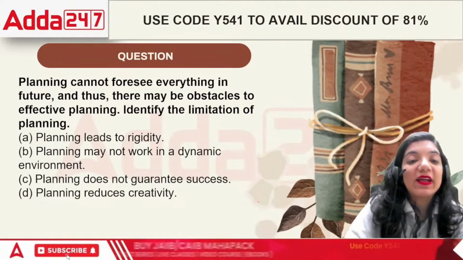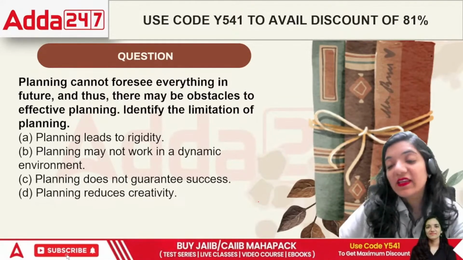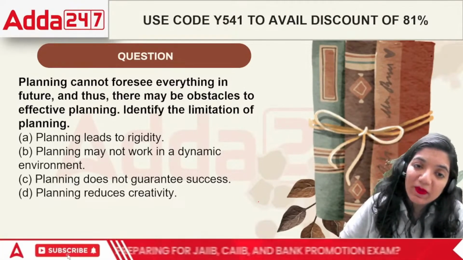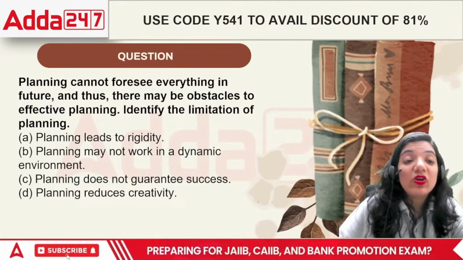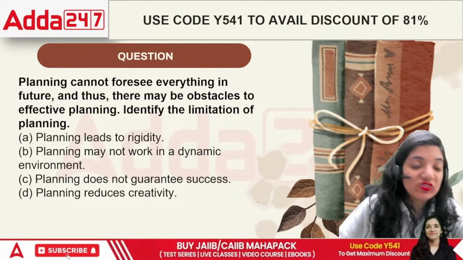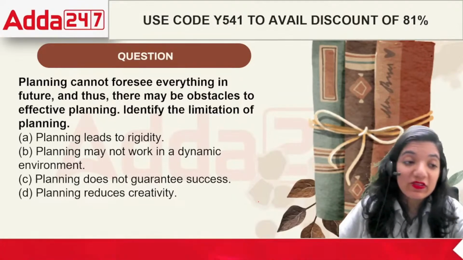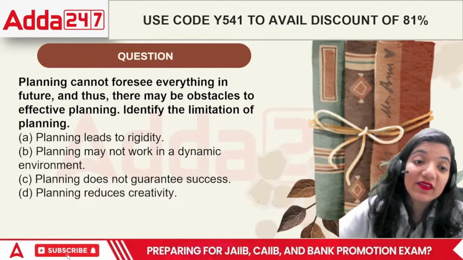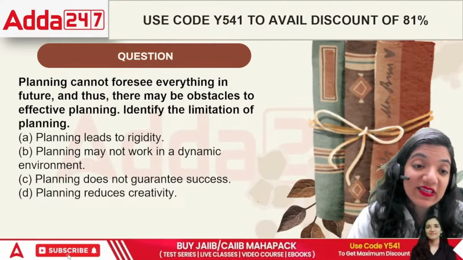If I talk about planning cannot foresee everything. See, planning can be good, it can be effective, but can it see everything that is going to happen in future? There may be many obstacles to effective planning. The point is that sometimes there's no guarantee that if we thought that everything would be done in a proper way, it is done in that particular smooth manner, right? So planning is basically that leads to rigidity.